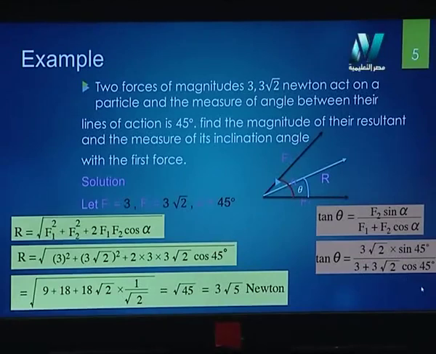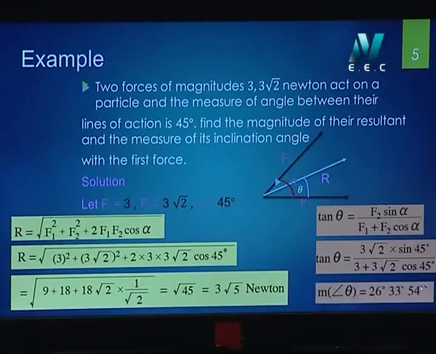The answer will be half. To find the measure of angle theta, you have to use your calculator and press the button shift tan half. The answer will be approximately equal to 26 degrees 33 minutes and 54 seconds.